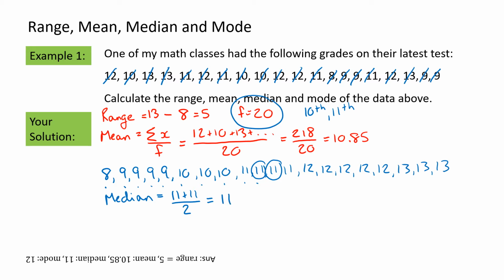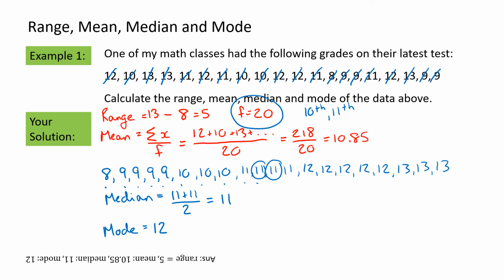But if they weren't the same, that calculation would still apply. For the mode, it's the number that we see the most times. So we have 8 once, 9 4 times, so currently it looks like it's 9, 10 3 times, 11 4 times, 12 5 times, so now it looks like it's 12, and 13 3 times. So since 12 happens 5 times, the mode is 12, since that is the number you see most often.